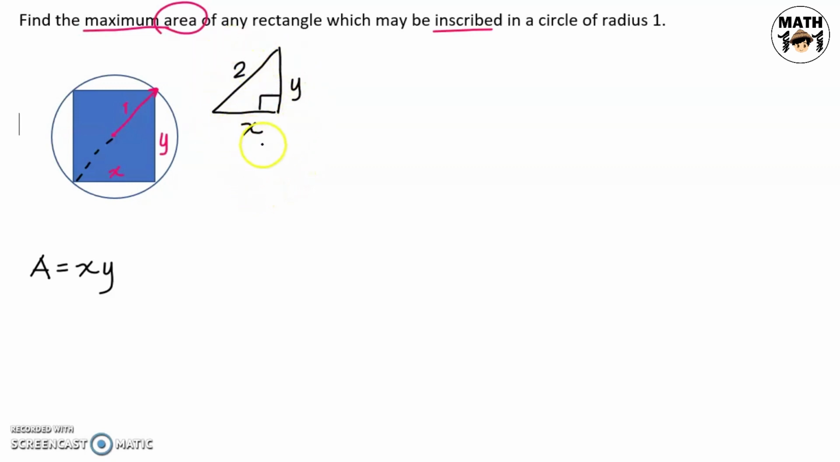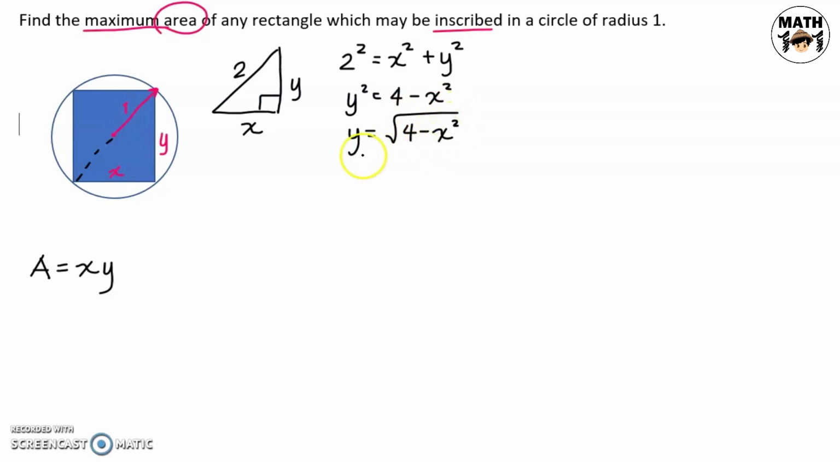We can write a relationship for x and y using Pythagorean theorem. So we can write 2 squared, that is the hypotenuse, that is equal to the sum of the squares of each side, x squared plus y squared. So then we can write y squared in terms of this. So y squared is equal to 4 minus x squared, then y, taking the square root of both sides, we'll have the square root of 4 minus x squared.